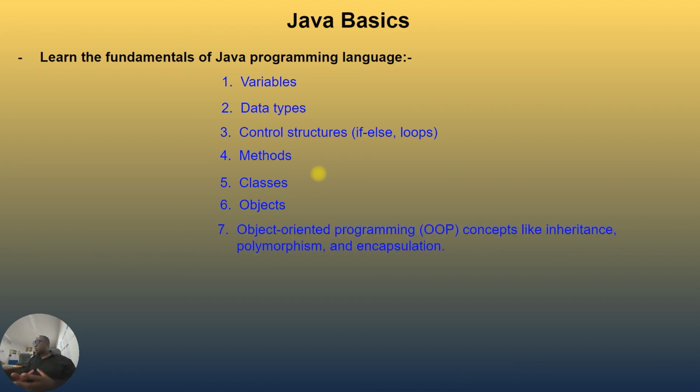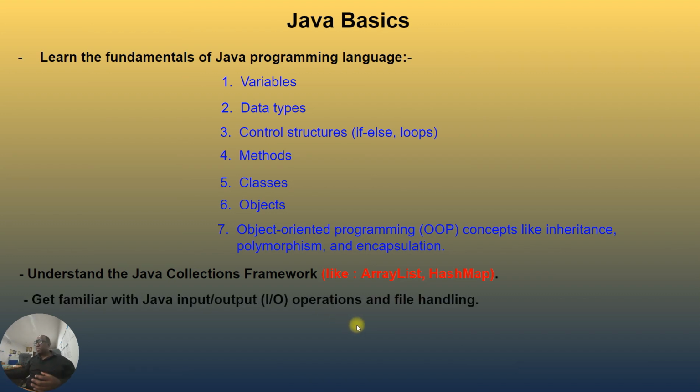Also learn object-oriented programming, which we call OOP, and concepts like inheritance, polymorphism, and encapsulation. Just learn how you work with those concepts. Then after that, understand the Java collections framework, like ArrayList and HashMaps. Also get familiar with Java input/output operations and file handling. So this is just the Java basics that you need to understand, especially when you're working with Spring Boot.